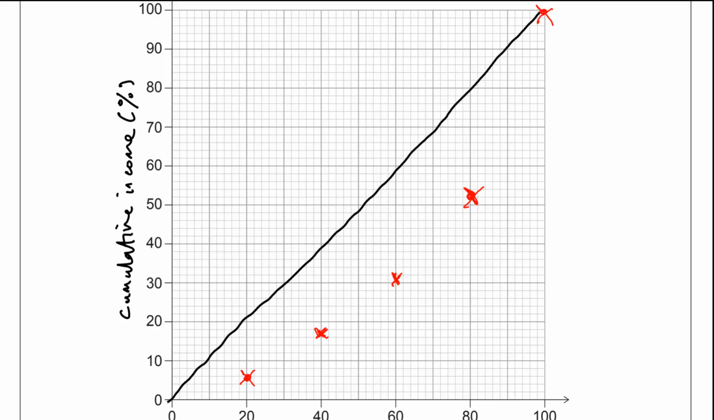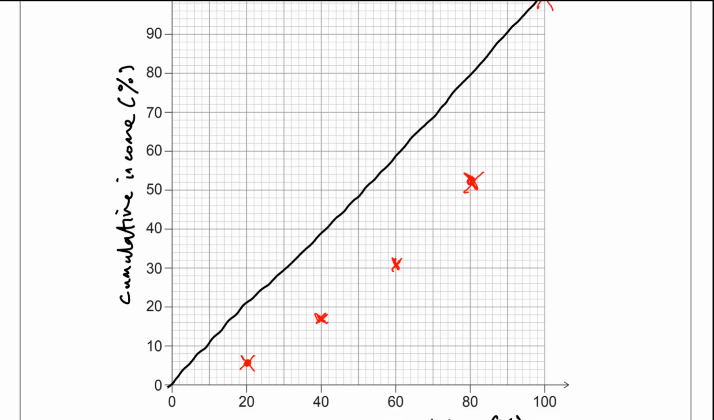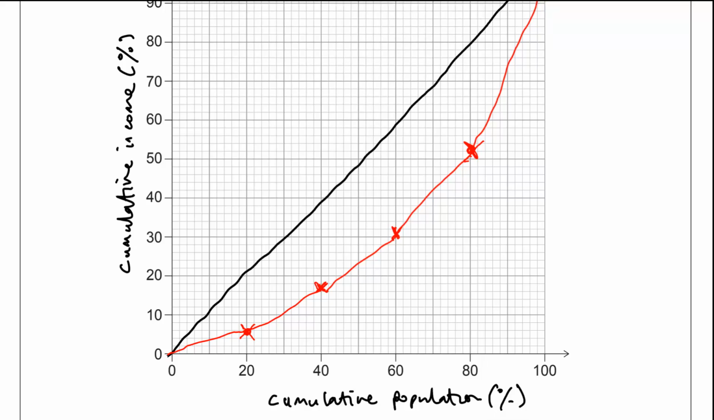Okay, so what we then do is just connect the dots, and that's essentially what the Lorenz curve is. So if I go bloop, bloop, bloop, bloop, and over here, it doesn't have to be exactly to scale, but there you go. That's what the Lorenz curve looks like, and that's how you collect your full marks.